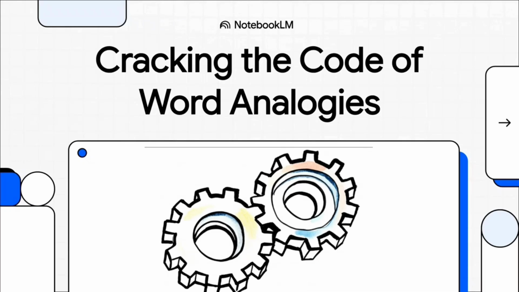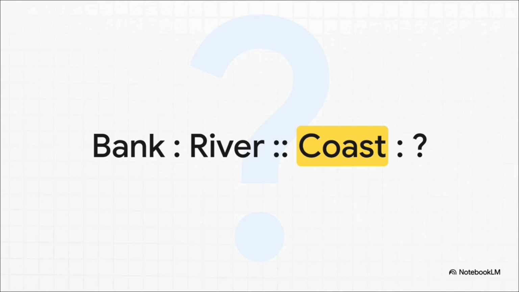Welcome to the Explainer. Today, we're going to crack the code on a type of puzzle that might seem simple, but is actually a huge key to thinking sharper, the word analogy. You know, mastering these isn't just about passing a test. It's about learning to see the hidden logic that connects ideas. And once you start seeing it, you really do start seeing it everywhere. All right, let's just jump right in.